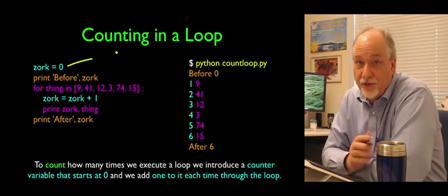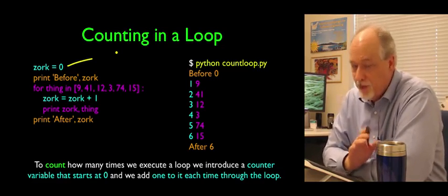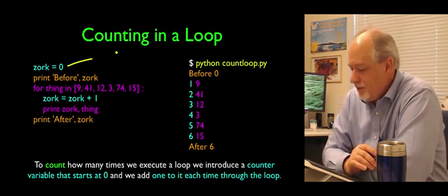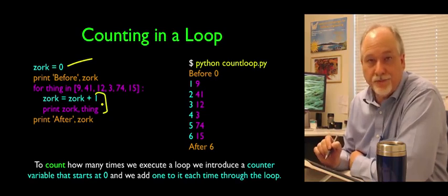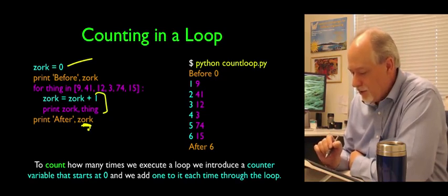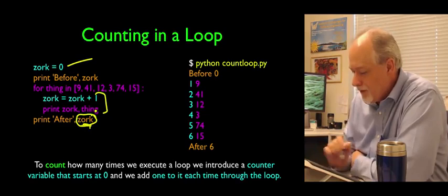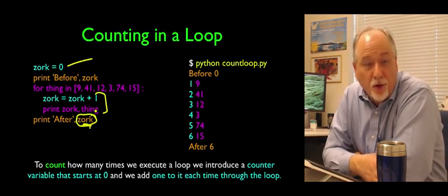We start some variable Zork. A better name for this would be count, but I want to call it Zork. And then we have a loop, and in the loop we just add 1 to Zork. And at the end, Zork should be the total count.